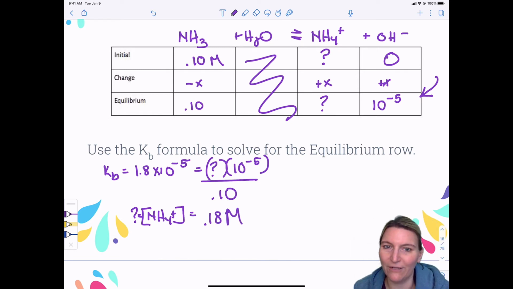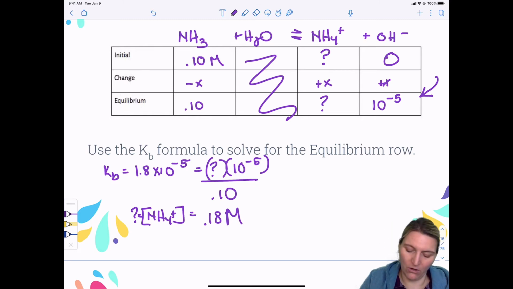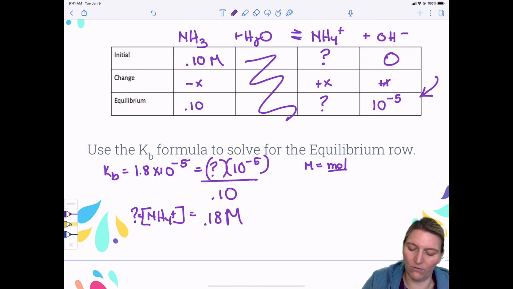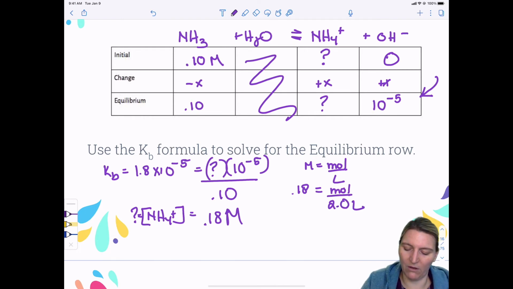The question actually, if you look back, asks how many moles, and it says per 2 liters of solution, right? So if we know that molarity equals moles over liters, the molarity is 0.18. I don't know the moles, but I know the liters is 2.0. Then I could just multiply those two numbers, and that will give me that it's 0.36 moles of ammonium chloride, NH4Cl.